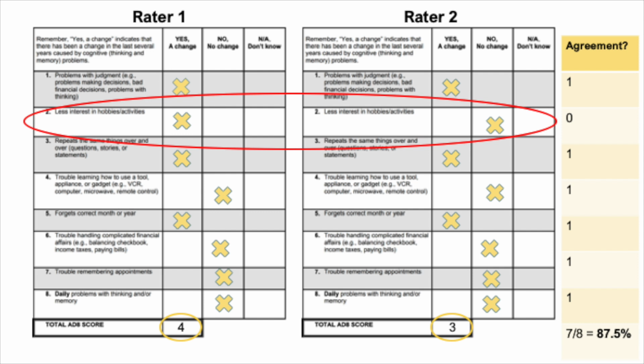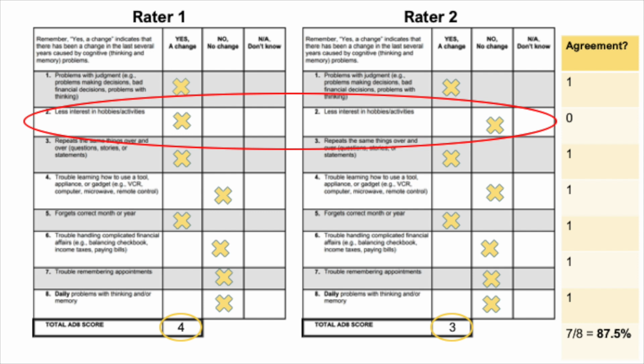So here we can see, and I'm sorry that it's a little small, but here we can see that the two raters all agreed on all items except the second item, which was about a change in hobbies or activities. So to determine their inter-rater reliability, we would just be counting the number of ones that they agreed upon, which was 7, out of the total number of items, which was 8. So we divide 7 over 8, and that gives us 87.5%. So that's their inter-rater reliability, their percent agreement rate.